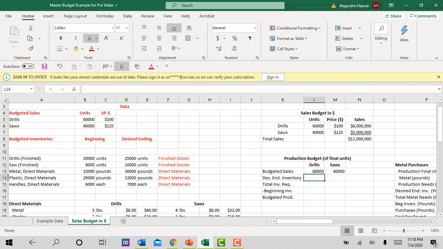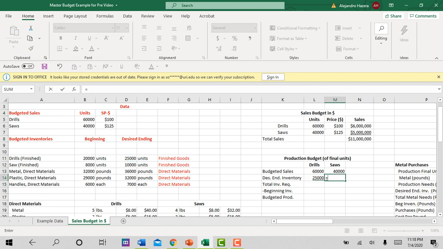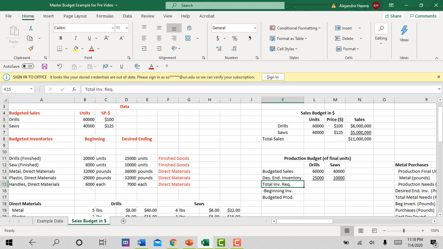So our desired ending inventory is these numbers right here. We want to have on hand at the end of the period 25,000 drills, and we want to have on hand for saws at the end of the period 10,000 saws. Okay, so these are your total inventory, and let's be clear about this. I don't have too much space here. These are your total inventory requirements.